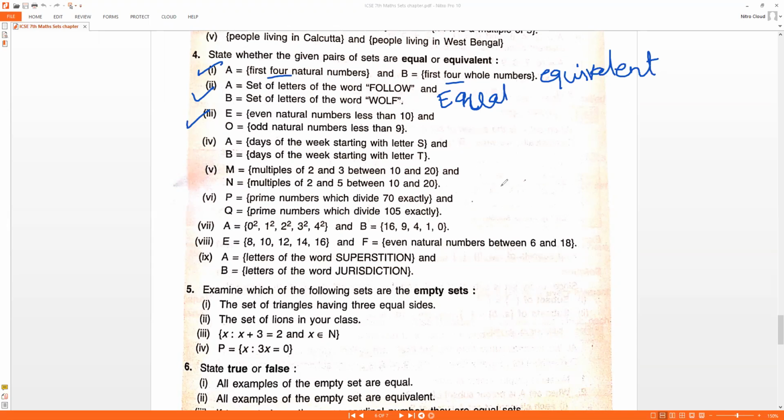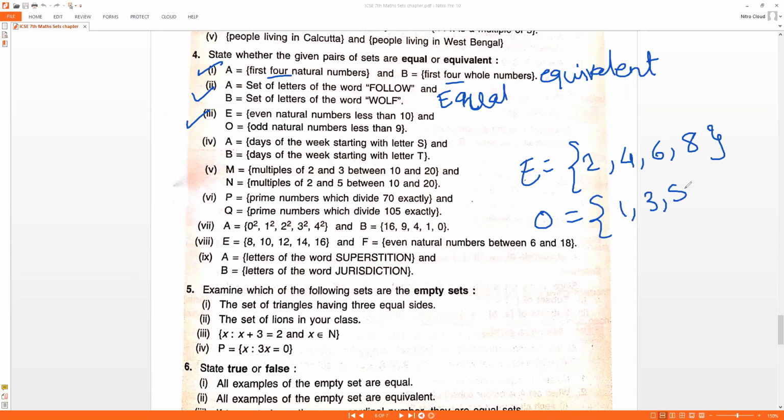What about third? Equivalent. Natural numbers less than 10 and odd natural numbers less than 9. Try writing it out. Even natural numbers less than 10: 2, 4, 6, 8. And O is odd natural numbers less than 9: 1, 3, 5, 7. So yes, n(E) is same as n(O). So they are equivalent. They are not equal.